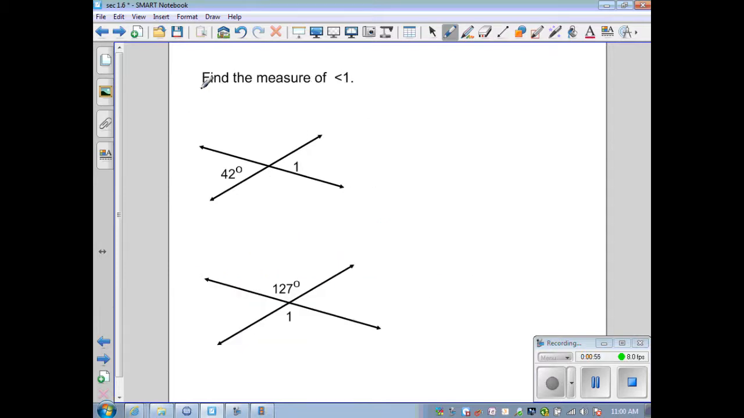Let's do two examples. Find the measure of angle 1. Since angle 1 and the 42 degree angle are vertical, I know they are congruent. So angle 1 equals 42 degrees. The second one, the measure of angle 1 must be congruent to its vertical angle. Therefore, it's congruent to a 127 degree angle. Therefore, the measure of angle 1 is 127 degrees.